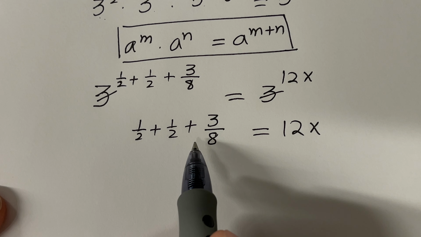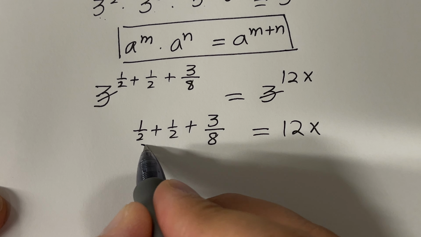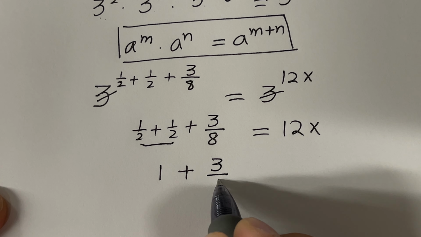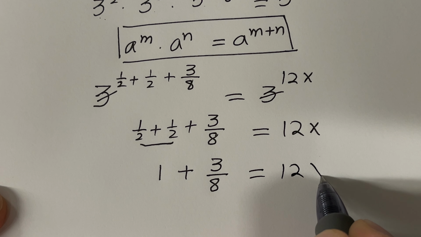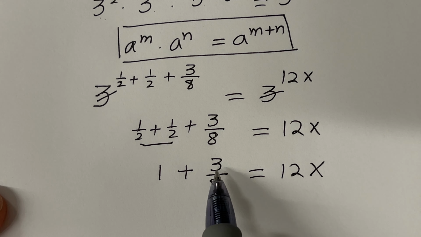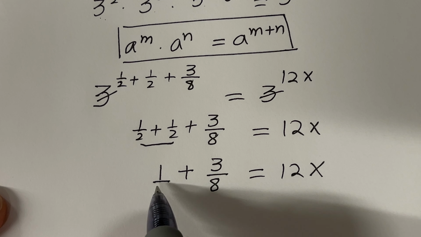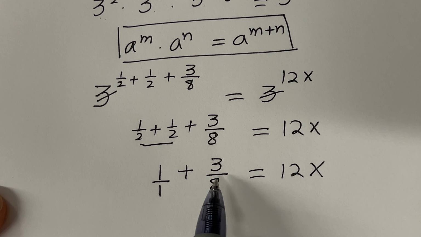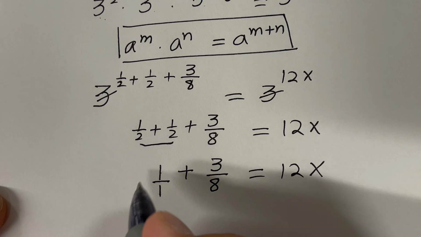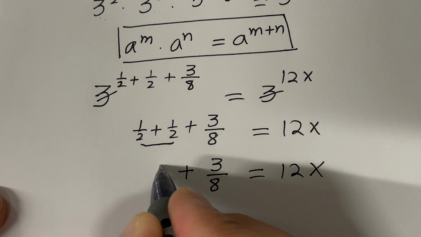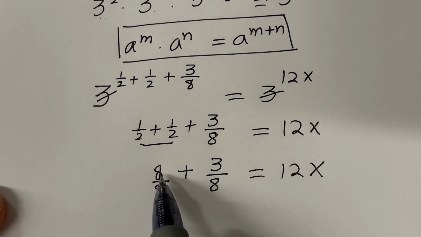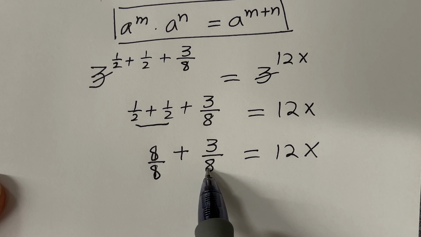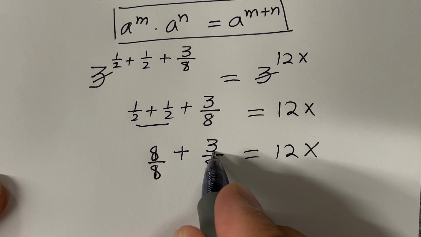Okay, we have to add these three fractions, but if you look at here, 1/2 plus 1/2 is just 1, plus we have 3 divided by 8 equal to 12x. Now I have to add 1 plus 3 over 8, so I can write 1 as 1 over 1, and if I make the bottom 8, then I can just add these exponents. So what I'm gonna do, I'm just multiplying and dividing by 8. So 1 can be written as 8 divided by 8. Since the denominators are same, you have to just add the numerators.